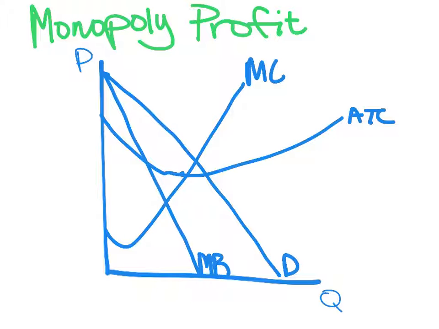Alright, so in this case, the monopoly is going to be producing where MC hits MR, and that is going to be this quantity right here, and then you're going to dot up to your demand curve to find your price. So in this graph, the ATC curve is below the price, so this box right here is going to be your profit.